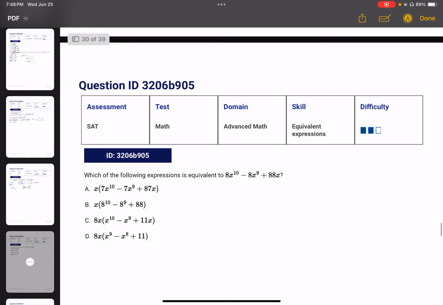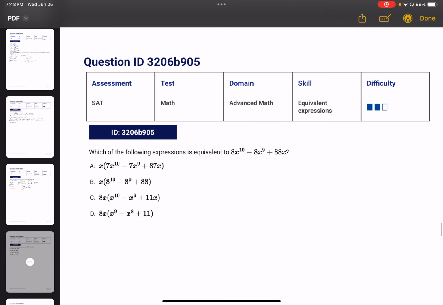Last one for today. Which of the following expressions is equivalent to 8x to the 10 minus 8x to the 9 plus 88x? Looking at our answer choices, I can already see we have to factor because we're taking stuff outside of the parentheses. So what's in common? Well, all of these have an x, so we can take an x out, and that's going to give us 8x to the 9 minus 8x to the 8 plus 88.